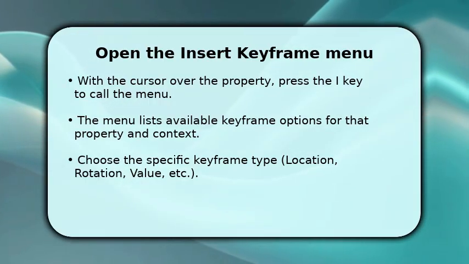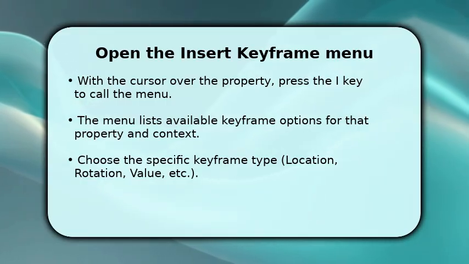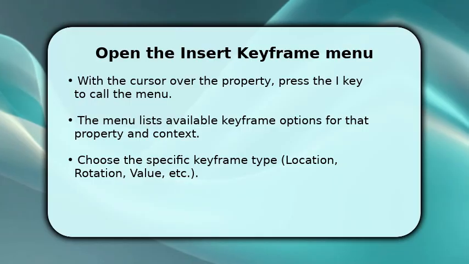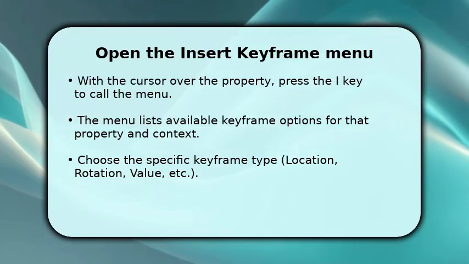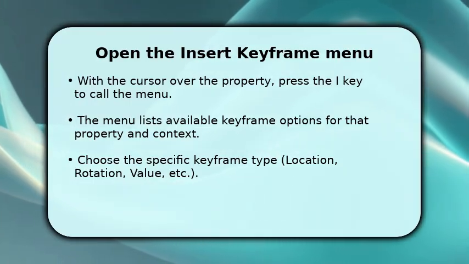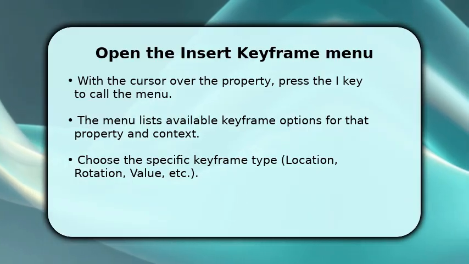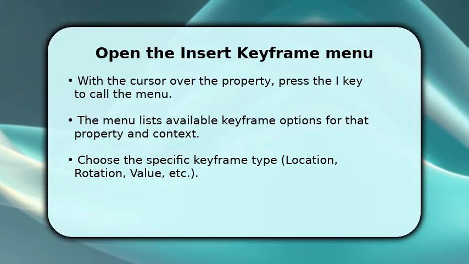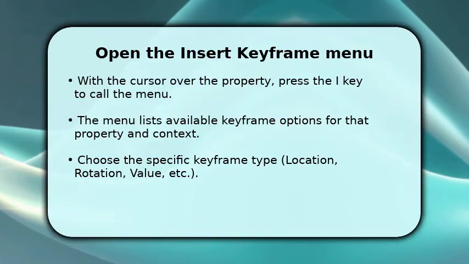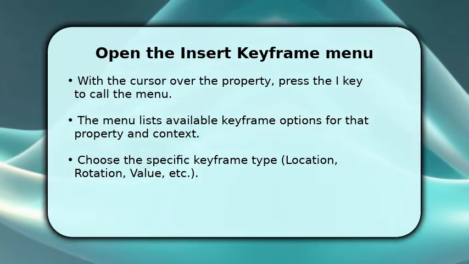You'll see context-sensitive choices appear: single value, location, rotation, scale, or full property keying depending on the control. Use the arrow keys or click to pick an option. Once selected, Blender inserts a keyframe on the current frame for the exact channel implied by your hovered control.